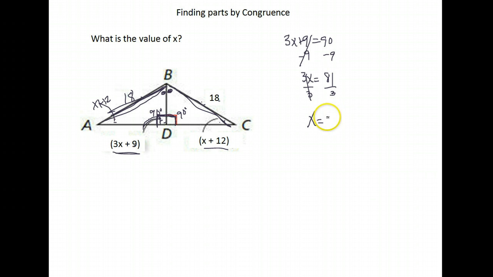Okay, that should give me my solution of x equals 27. Always double check and see if you were supposed to substitute that back in. It just wanted the value of x, and that's what I found, so I know I'm done.